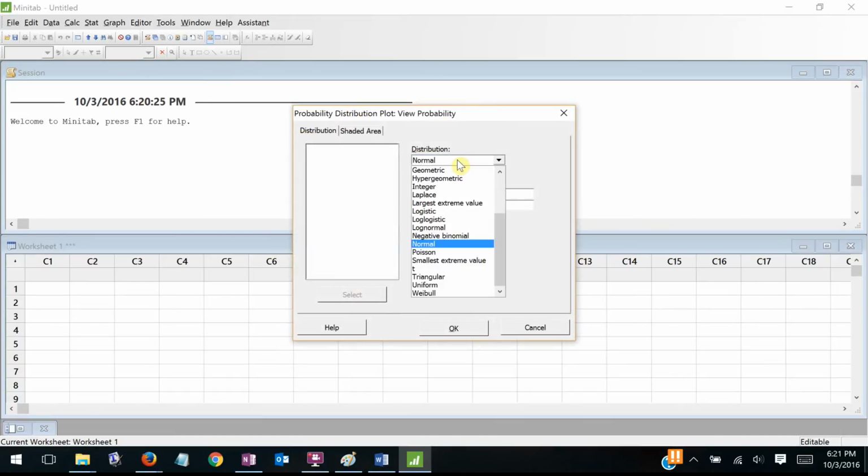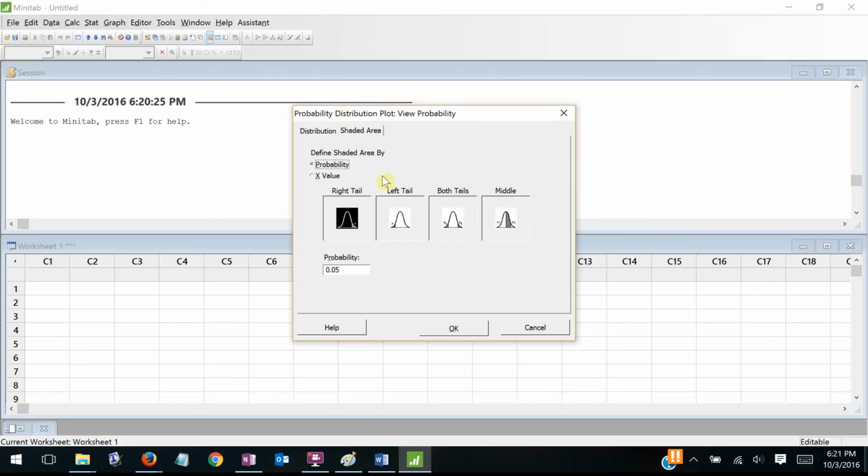And I'm not doing normal, I'm doing T. So it wants my degrees of freedom. Remember, our sample size is 6, which means our degrees of freedom is 5. And I want to do shaded area, and I want to do middle area. But it's asking for probabilities because it thinks I'm doing values for probabilities in between here. I don't want probability. I want the x value, the output value.